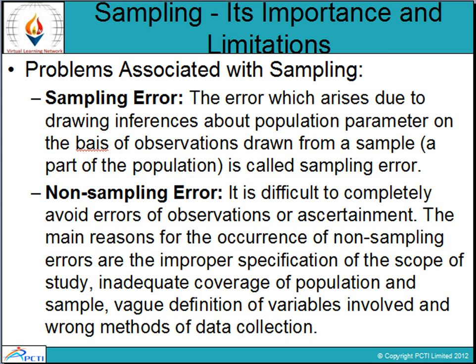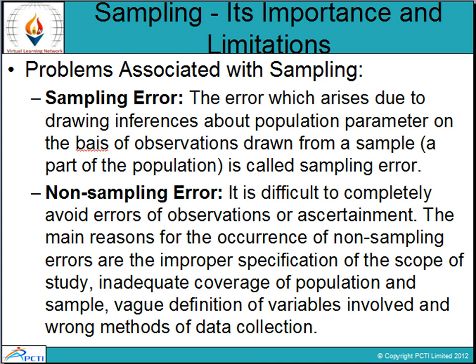When we say about some of the problems which are associated with the sampling, the first problem is that of the sampling error. And these are the kind of errors which arise due to drawing inferences about population parameters, and these are the observations which are drawn from the sample, and sample is a part of the population.